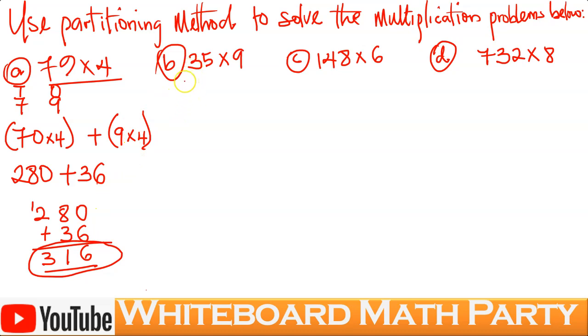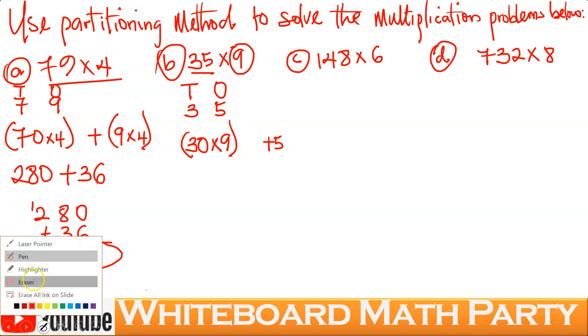Am I correct? Okay, for 35, you can make it this way. The tens place and the ones place. 3 is in the tens place, 5 is in the ones place. So I can simply arrange 35 as 30 plus 5, like this. Because I am multiplying by 9, all I will need to do is to distribute 9 to each of them. So I'm going to multiply 30 by 9 differently, and I'm going to multiply 5 by 9.